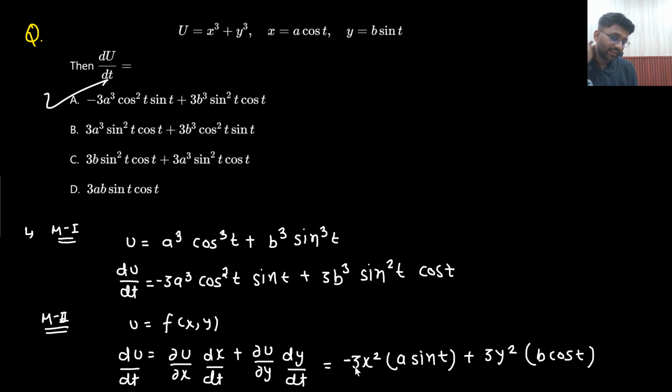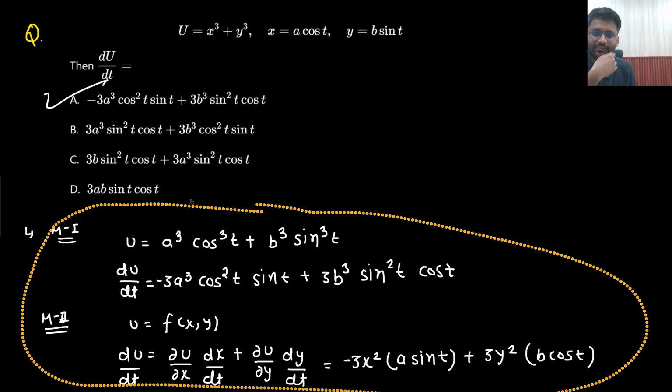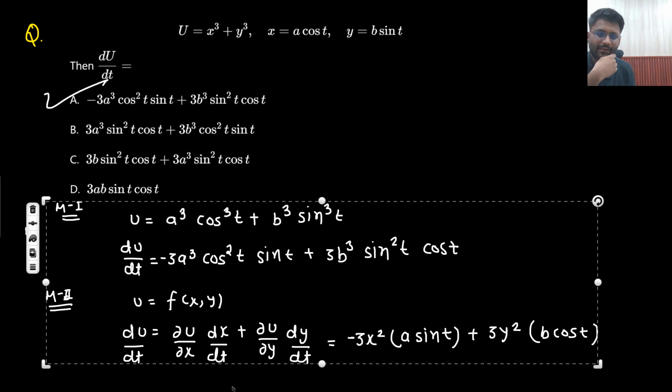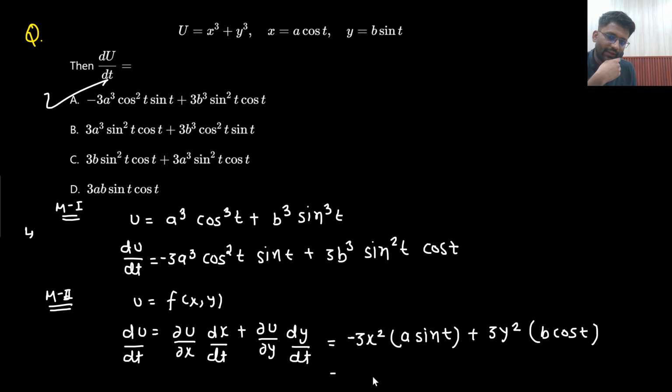Right? But here now I will have to put the value of x. What will be x square? a square cos square t. So here I will put a square cos square t. So in place of x we will put a square cos square t, so minus 3a cube cos square t sin t.